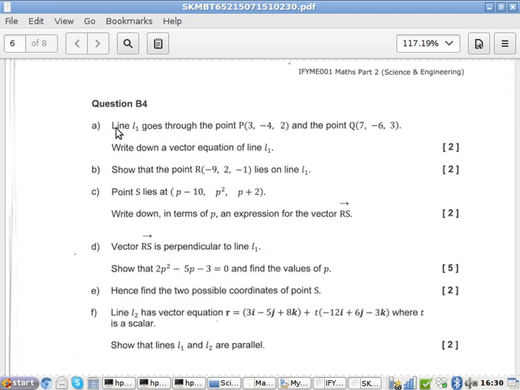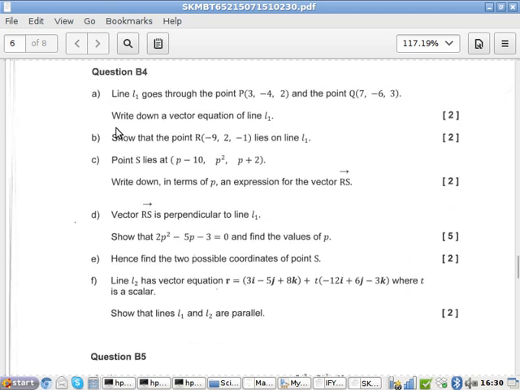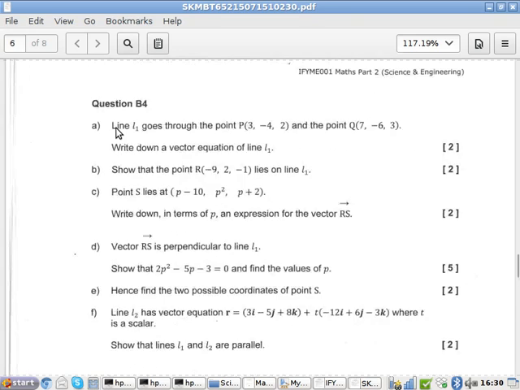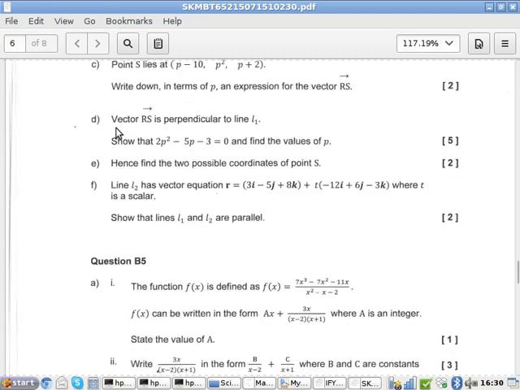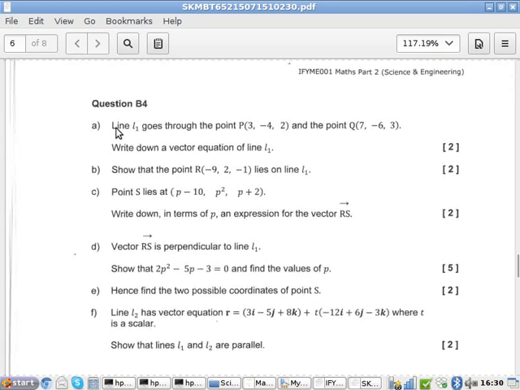What year is this? This is the 2015 exam. Version 2. That's an L or an I. What do you think? Line I? No, that's not right. Line L.